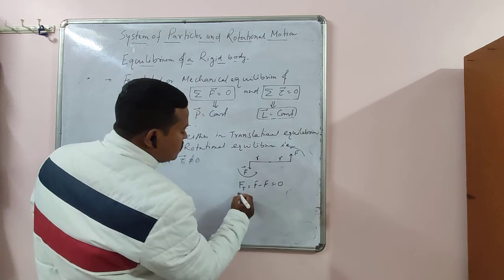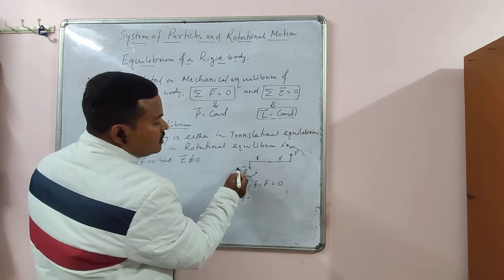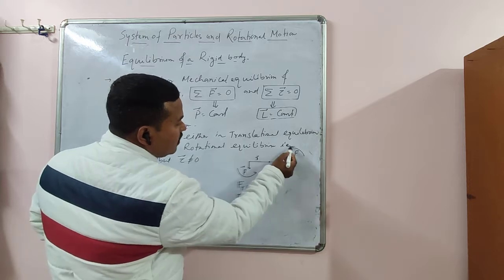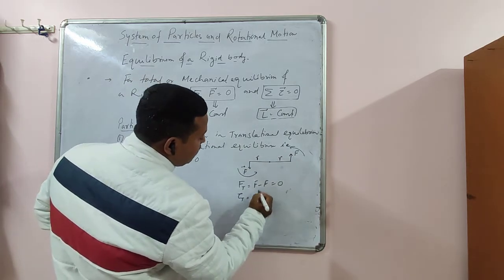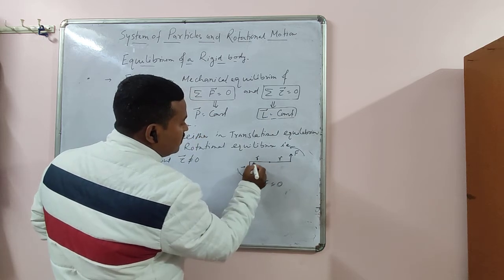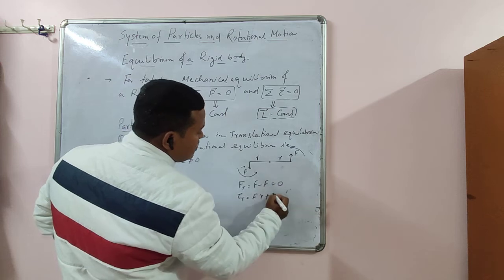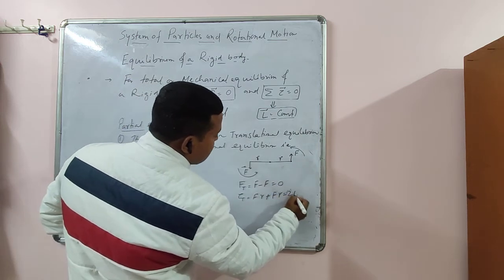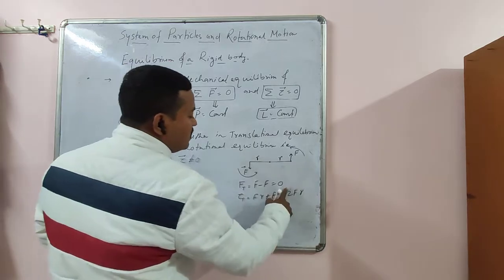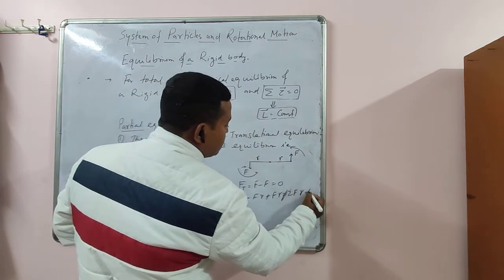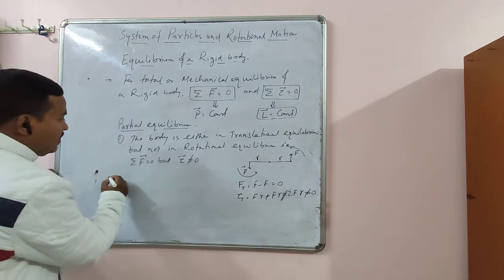Okay, but what is the total torque here? Torque, you know, is force into perpendicular distance. Now you see, both are in the same direction. Both are in anti-clockwise direction. So torque is force into perpendicular distance. So for this, the torque is F into R plus for this the torque is F into R. So it is twice FR. That means it is not equal to 0. So this is called what? Partial equilibrium.